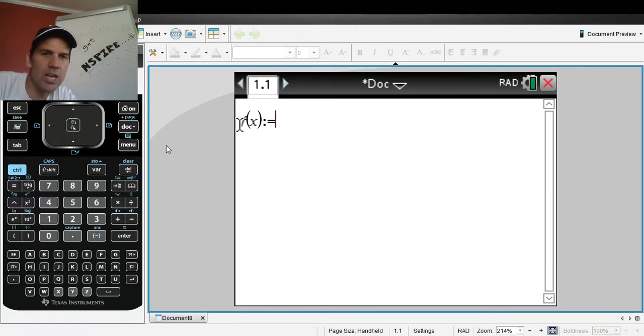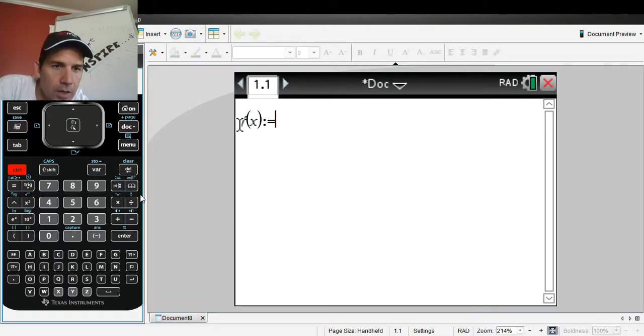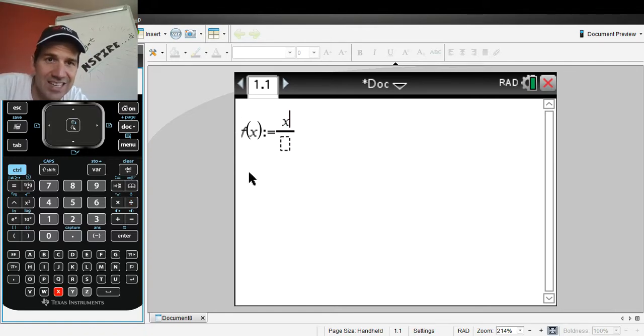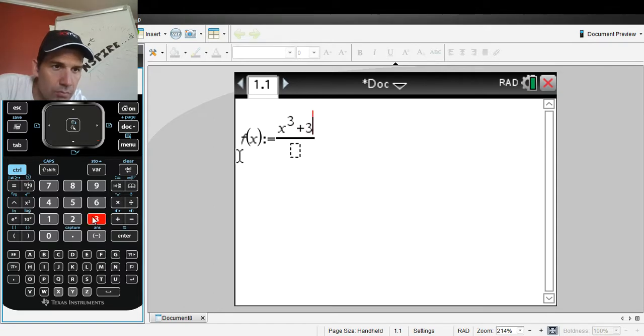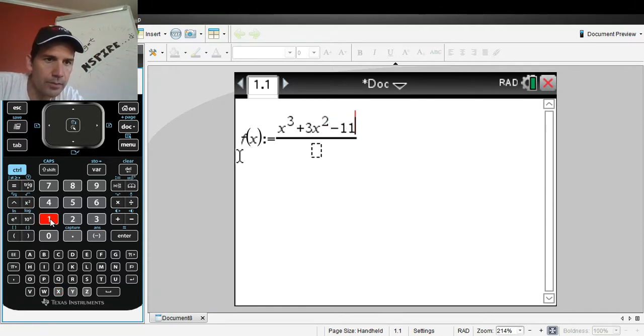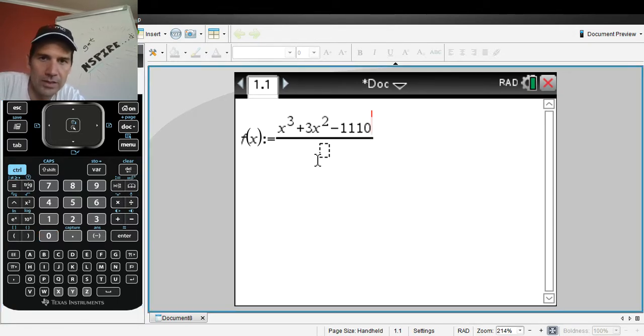Now let's say I have some rational function. One way to avoid the parentheses when you're doing rational functions is to hit the control before the divide. It gives you this little pretty print thing, which makes things a lot easier. So let's do x cubed. Notice my cursor's up there. I've got to come down from there. And then let's do plus 3x squared. Let's just do minus 110.